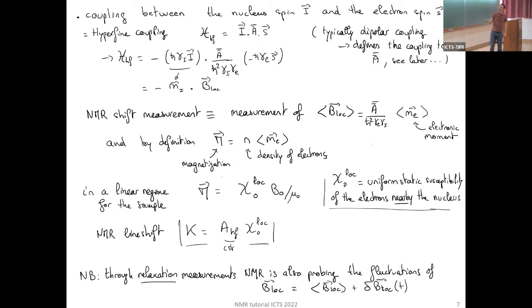Now, just for the following, with NMR you can also measure the fluctuation of this local field. That will give a relaxation process for your NMR line, which I haven't touched so far. Now I'm just considering the static properties that you get from the spectrum.